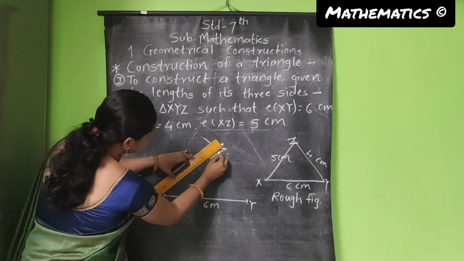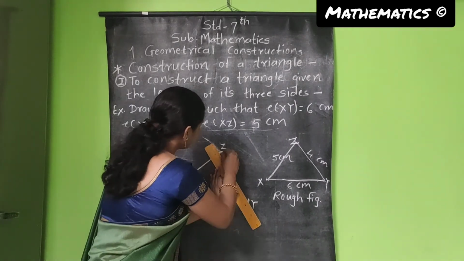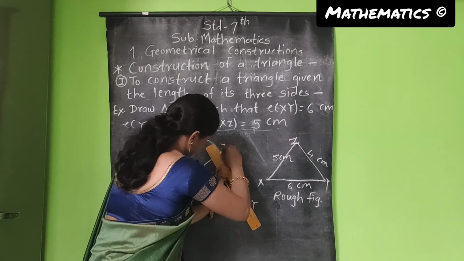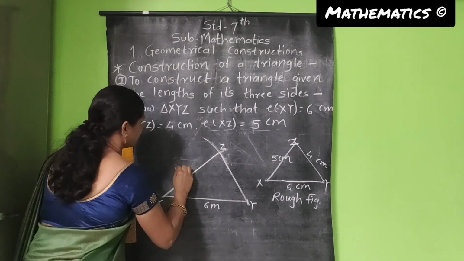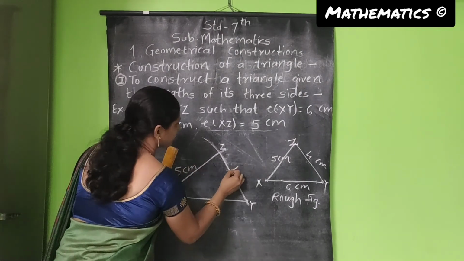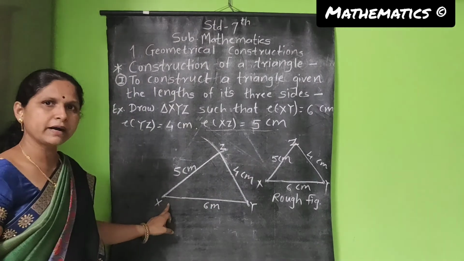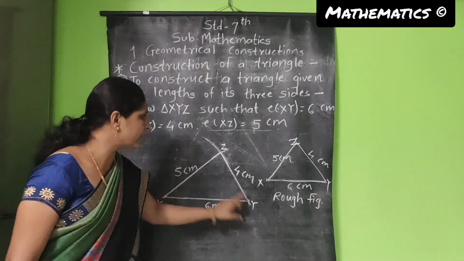Then join XZ and join YZ. Five centimeter, 4 centimeter. This is our required triangle XYZ.